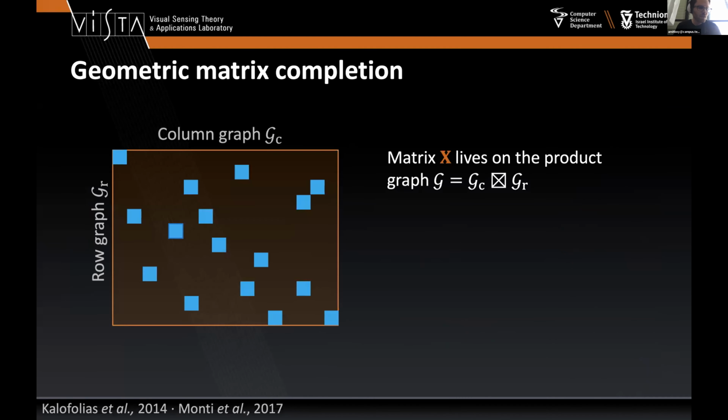So in this work, we're dealing with a geometric matrix completion problem. Here we assume that there is some underlying geometry. So this matrix is accompanied by a set of graphs. There's a graph representing the relationship between different rows and a graph representing the relationship between different columns.